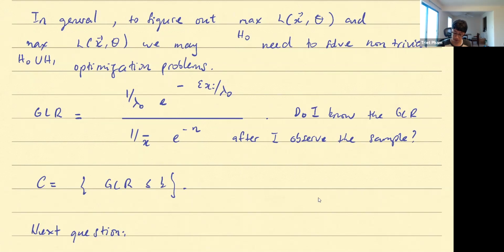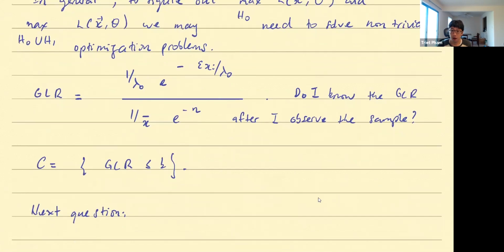Sort of. So actually we're after alpha, we're after type 1 error. Okay, so actually the next question is simple.